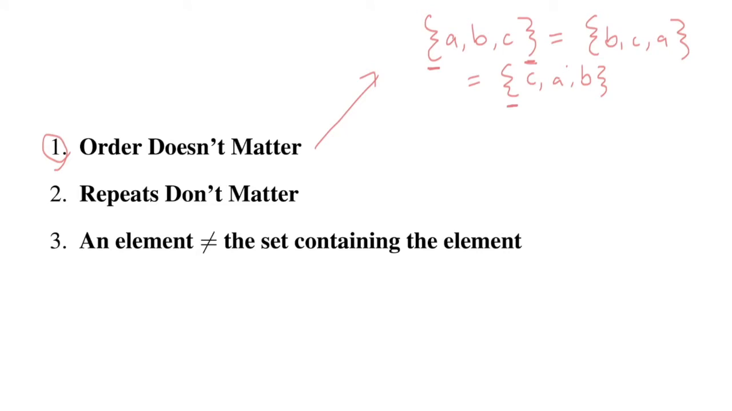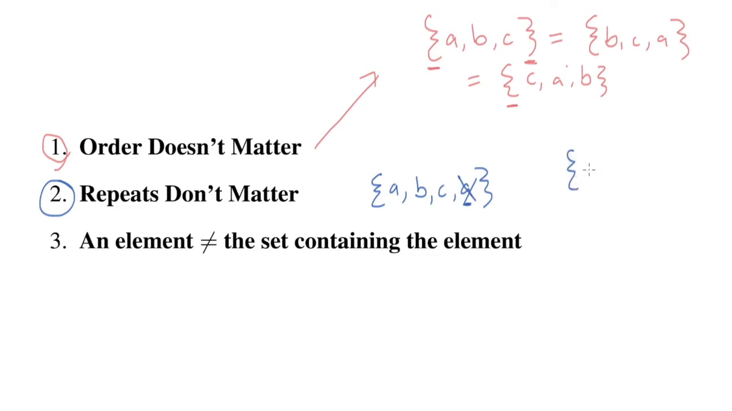Okay, let's look at rule number 2. So rule number 2 is repeats don't matter. Now, what does that mean? That means that if you have a set like A, B, C, A, this second instance of A doesn't add anything. It doesn't really contribute anything. We could actually just delete it.